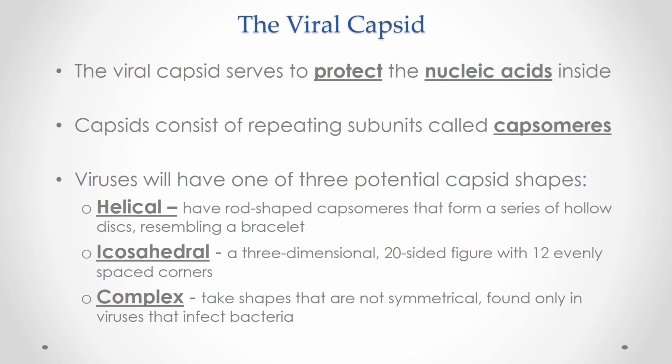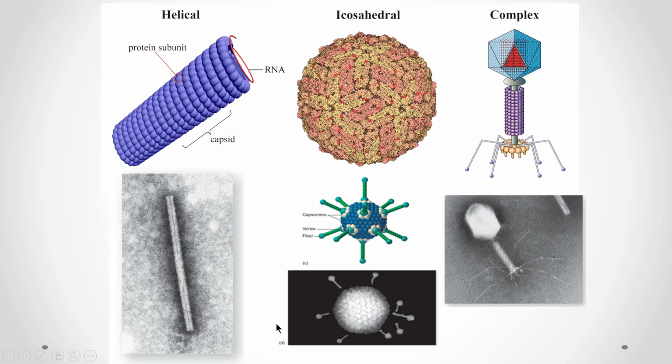Helical comes out as kind of a long cylindrical shape. Icosahedral will look round in a lot of figures, but it's actually fairly specific. It's got 20 sides and 12 evenly spaced corners. That's how you get an icosahedral shape. And then complex doesn't quite fit into either one of these two. I call it the junk drawer of viral capsids because there's a lot of variation amongst those. So if they don't fit into one of these two here, they go into the complex category. So that one's not quite as consistent. But when you look at these, you'll see illustration and then microscope image. Illustration, illustration, microscope image.